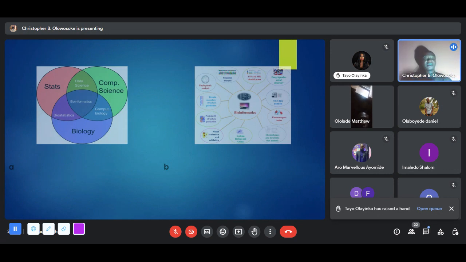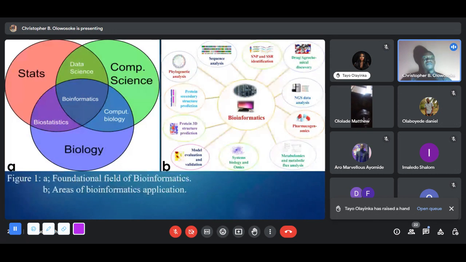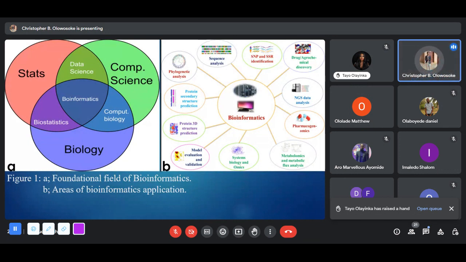Now, this is a figure showing the relationship of bioinformatics to other fields. In my introduction, I related bioinformatics to computer science and biology. Now there is biostatistics. This field combines statistical methods and principles within biology and biomedical research. It involves statistical techniques to study, analyze, and interpret data. So with biostatistics, we can easily do this.